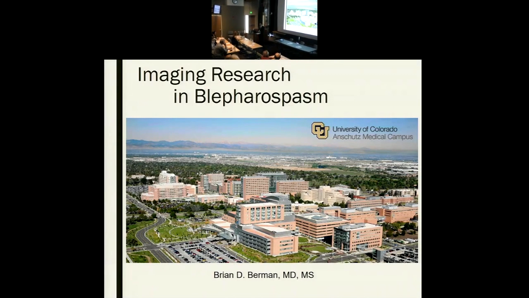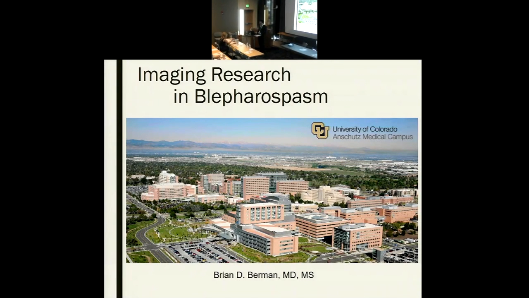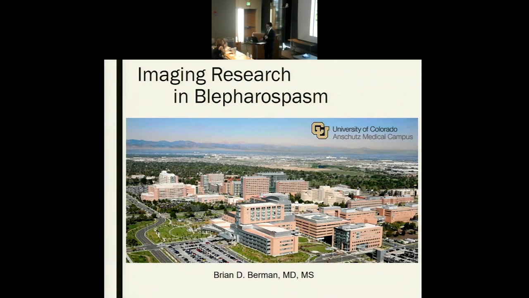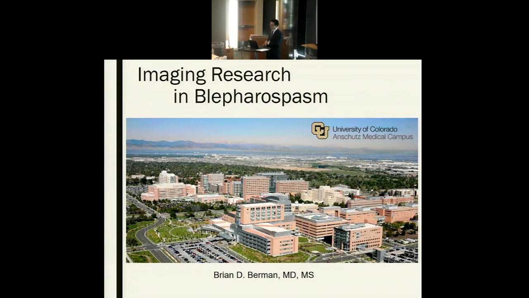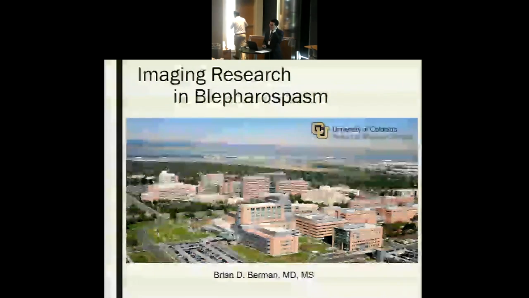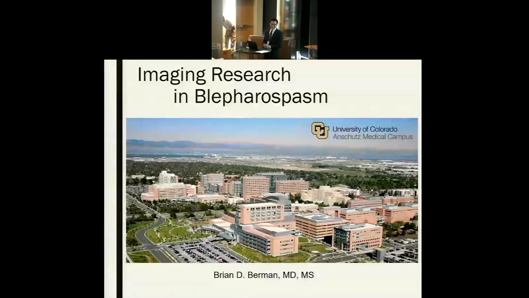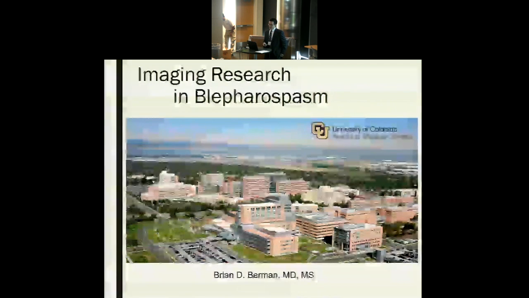So I was going to talk about some of the imaging research that's been done in blepharospasm and that's being done, some of which here at University of Colorado. It is unlikely that I'm going to clear all things up that Dr. Hallett mentioned, and might even highlight that there is this confusion, but that just leaves the door open for more research to be done.